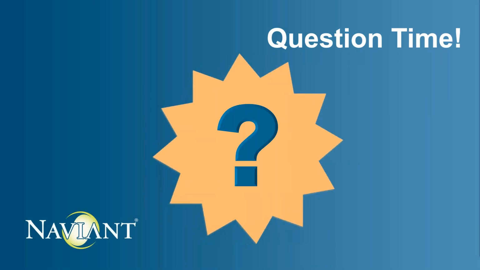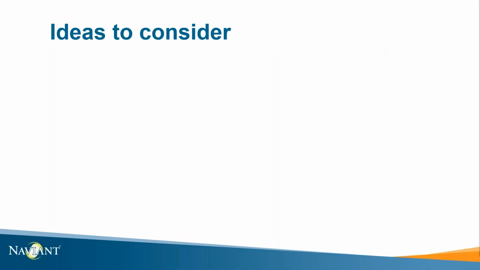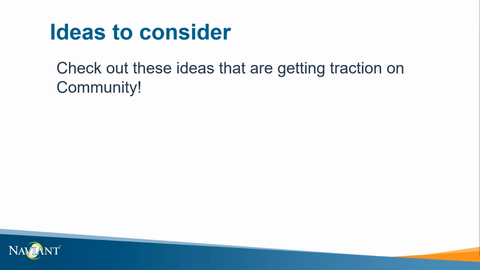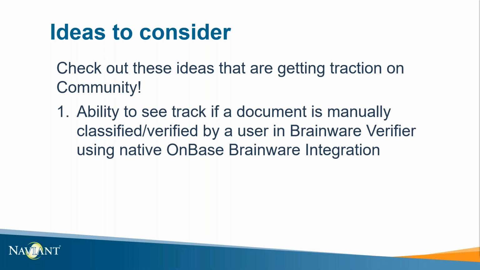ideas that Hyland offers, and what we like to do is showcase some of these to get some traction going on community. Ideas are suggested improvements for Hyland products and solutions, and when an idea is posted, other members can vote up on the idea, and once it meets a certain threshold, Hyland considers that for enhancements in the future. So some of the ideas that I found going on here was the ability to track if a document is manually classified or verified by a user in Brainware Verifier.